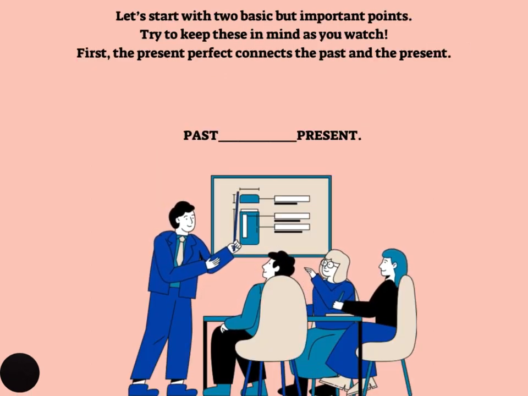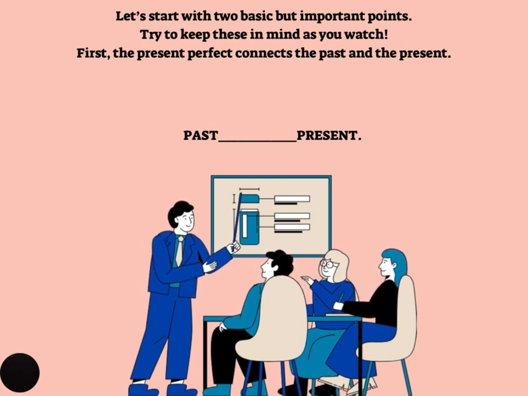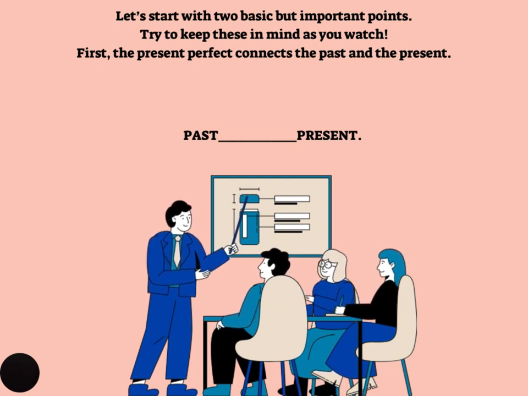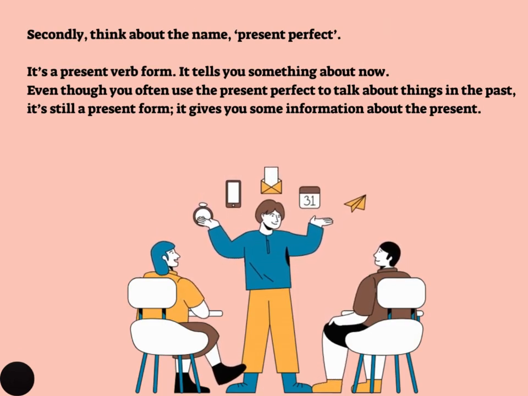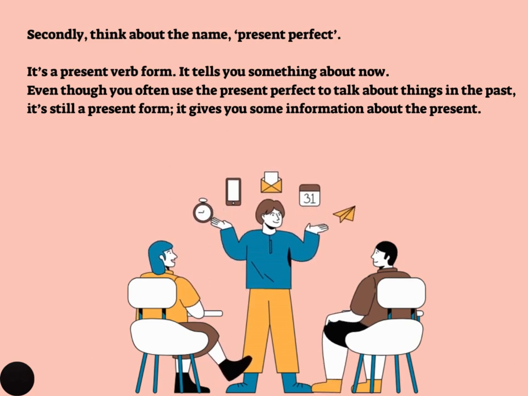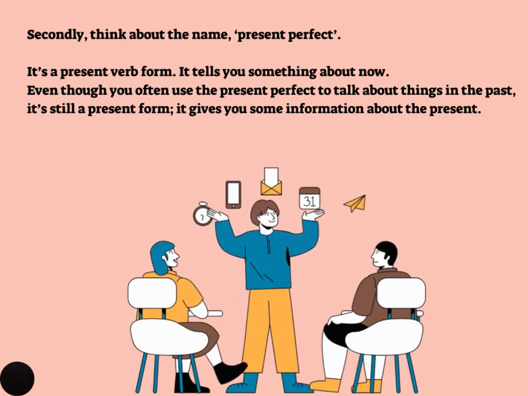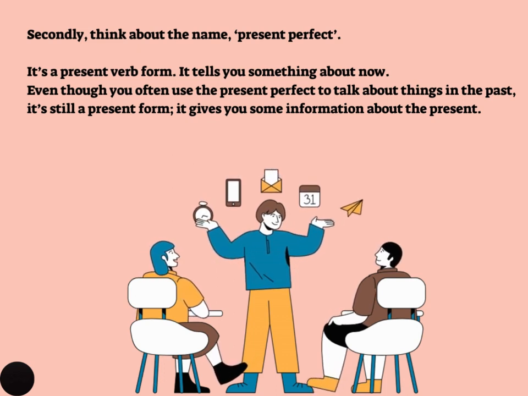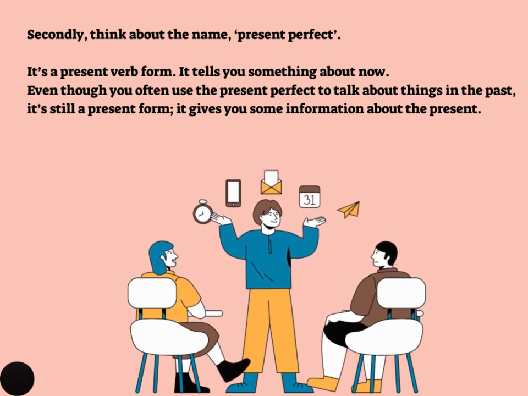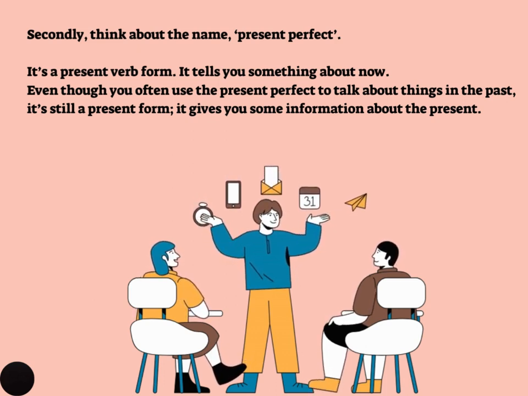Let's start with two basic but important points. Try to keep these in mind as you watch. First, the present perfect connects the past and the present. Secondly, think about the name present perfect. It's a present verb form. It tells you something about now. Even though you often use the present perfect to talk about things in the past, it is still a present form. It gives you some information about the present.